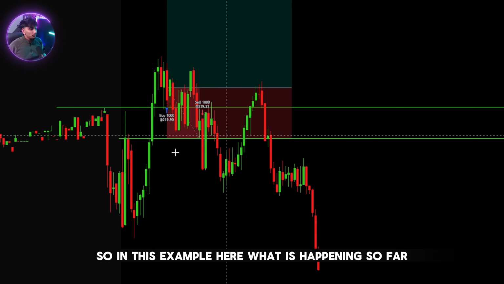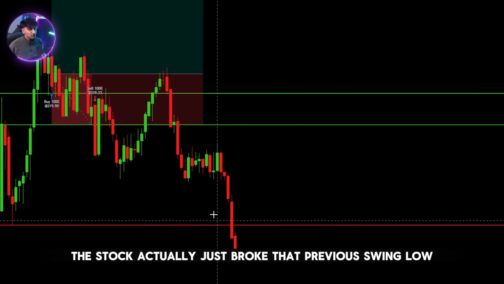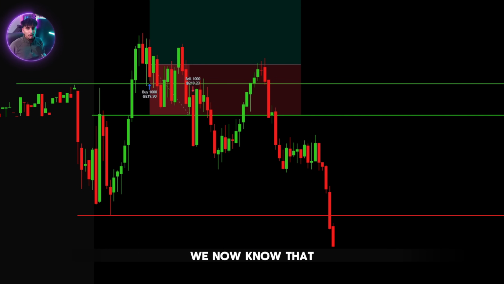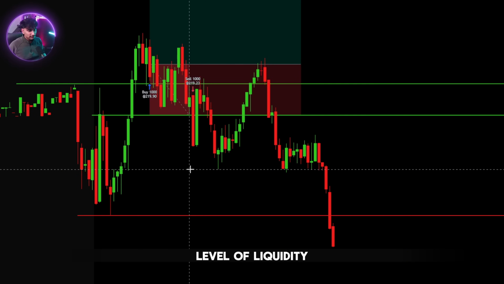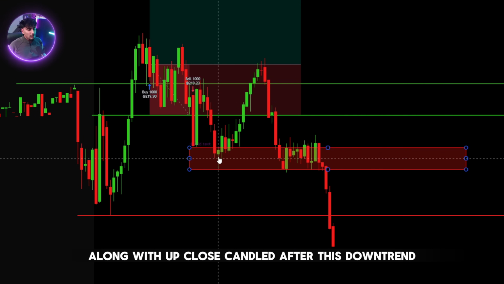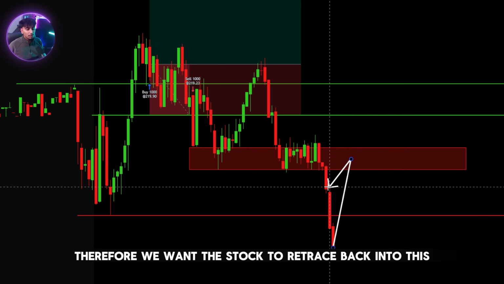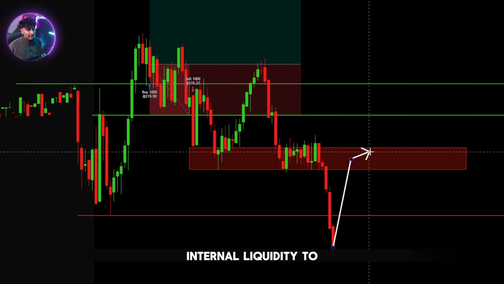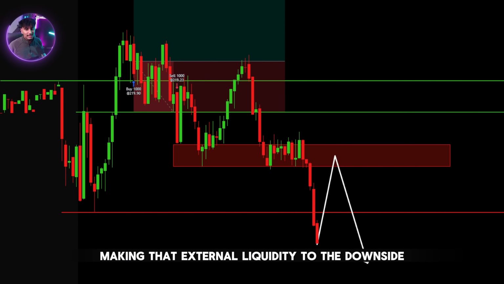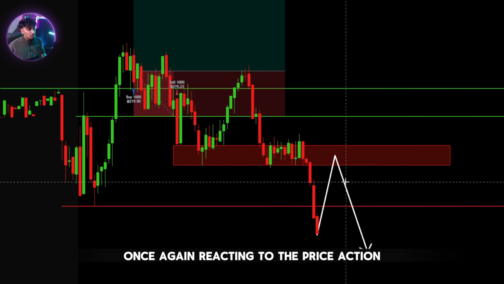So in this example here, what is happening so far? Number one, we had this swing low and the stock actually just broke that previous swing low. Because the stock broke that previous swing low, we now know that the stock has to return to an internal level of liquidity. The internal level of liquidity we have here is this consolidation period along with this up close candle after this downtrend breaking this previous low. Therefore, we want the stock to retrace back into this internal liquidity to, of course, continue making that external liquidity to the downside.